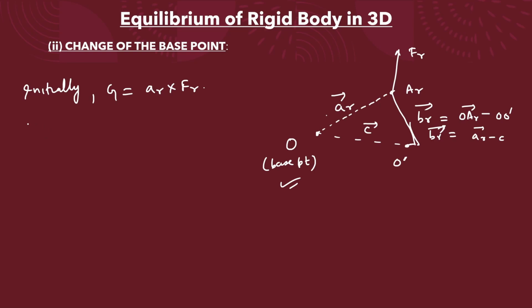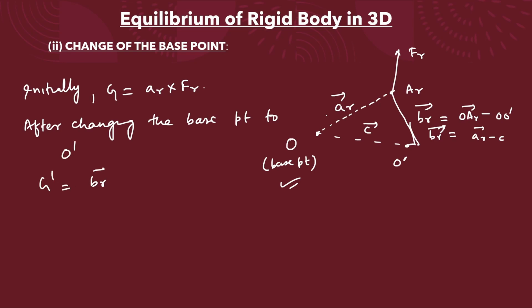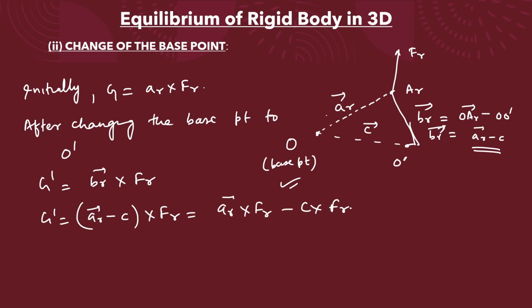Now after changing the base point to O dash, we have G dash equal to the Br vector cross Fr, and we have Br as Ar minus C. So G dash is equal to the Ar vector minus the C vector, cross Fr. So this is equal to the Ar vector cross Fr minus C cross Fr, with the summation r equal to 1 to N on each term. So G dash is equal to this Ar cross Fr, which is nothing but G.